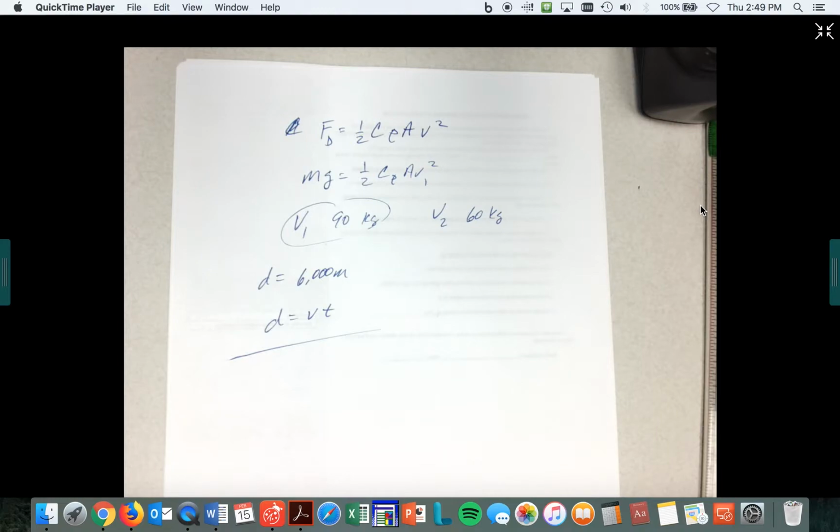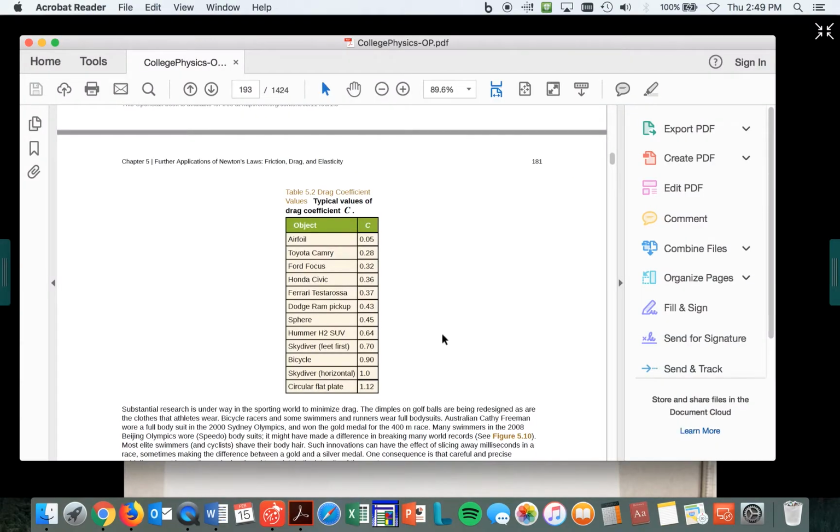All right. Now the next one is about Hummers, the difference between Hummers and, here's a Hummer, H2 SUV, 0.64 is its coefficient of drag, and a Toyota Camry, 0.28. Notice, that's almost 3 times, or about 2.7 times greater, the coefficient of drag.